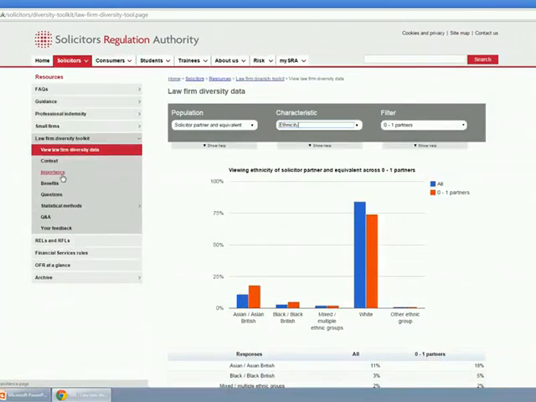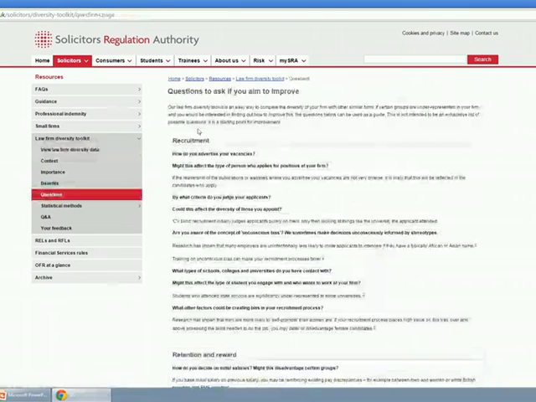I just want to quickly talk you through this section of the website as well. If you click on any of these sections, you'll see sections of our report on diversity, which allows you just to understand a little bit more detail about why we're doing this and how you can use it. A particularly useful one for you to take a look at is this one on questions. I said earlier that this isn't about looking at targets or quotas or anything like that. It's really about getting you in your firm to just have an intelligent debate about what this diversity profile really means for you.